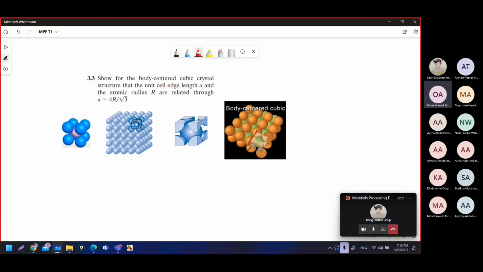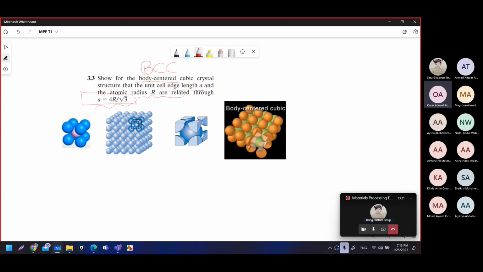Here, he said, show for the body-centered cubic structure. So he told me that I have a BCC crystal structure, that the unit cell edge length a and the atomic radius R are related through a equals 4R over square root of 3. He wants me to show that this relation is true. He said that it is a body-centered cube, and I know the unit cell for the body-centered cube.